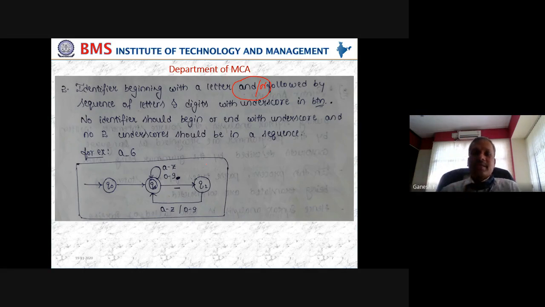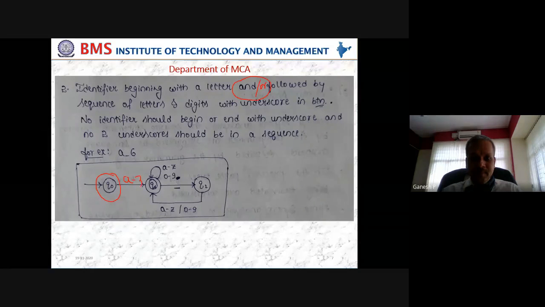Now the current question is the identifier with the letter and or. If you look at the input here, this is the initial state. So what is the input here now? Input should be a character A to Z. Since the or symbol is there, you should have immediately a final state.